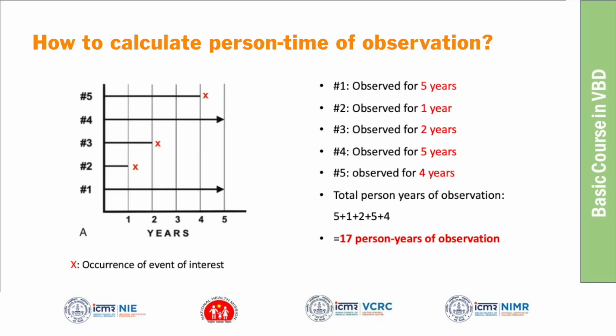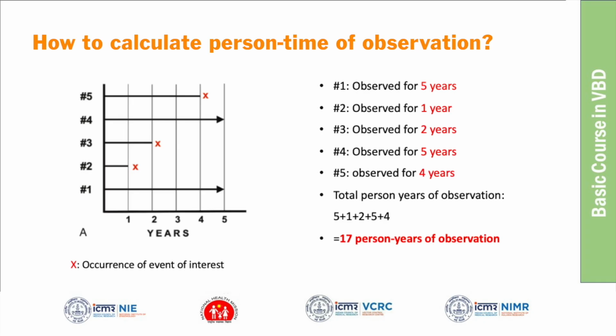Now again, this is a hypothetical example. We have got 5 individuals enrolled in this study, number 1, 2, 3, 4, 5. On the x-axis, we have got years, 1, 2, 3, 4, 5. So it is a 5-year study and I have enrolled 5 individuals. Look at individual 1. He is there from the beginning throughout the end. So the number of years of follow-up that person 1 is contributing is 5 years.